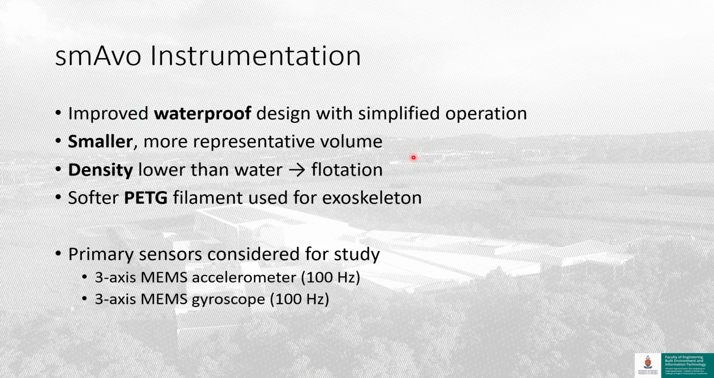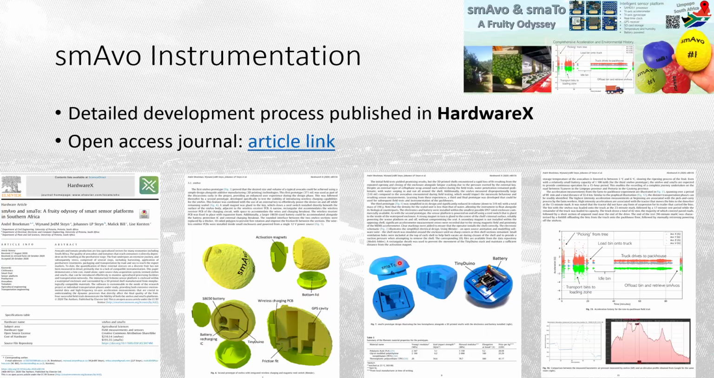In terms of this optimized SMAVO, smaller density means that it can float in water, similar to avocado. It's food grade filament, so it should not affect any of the processes. And the primary sensors that we were interested in terms of our data were the 3-axis accelerometer and the 3-axis gyroscope, both of them collecting data at 100 Hz.